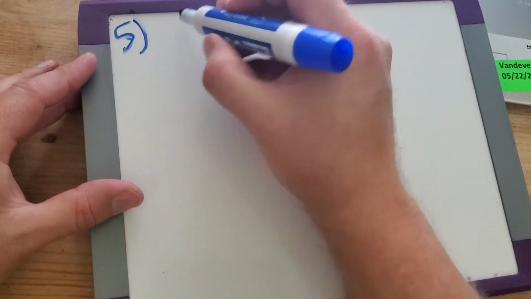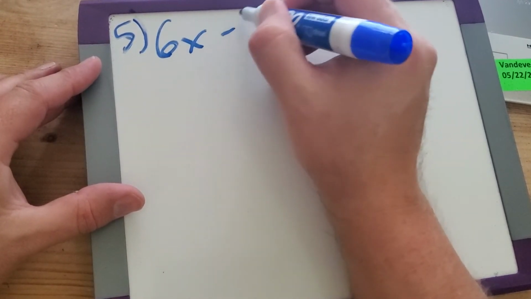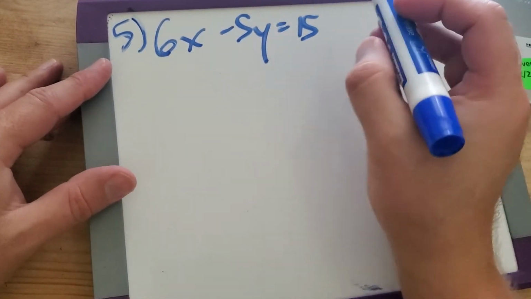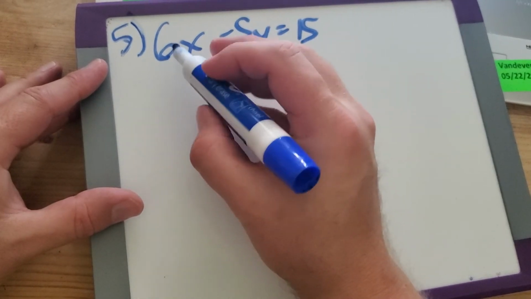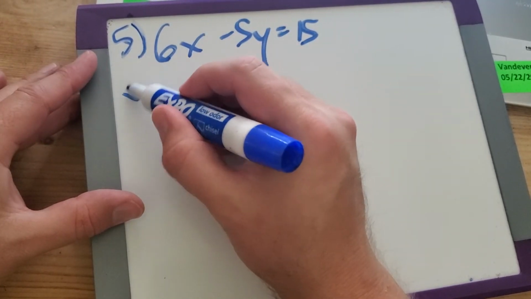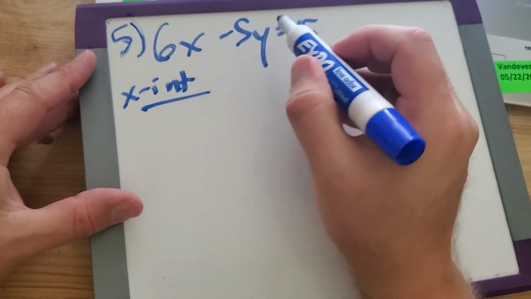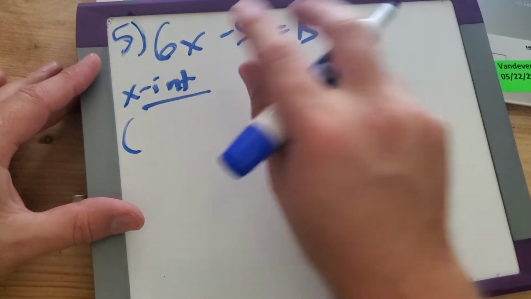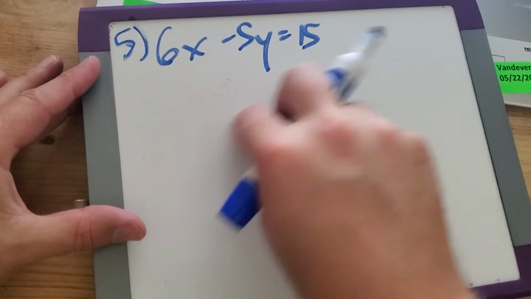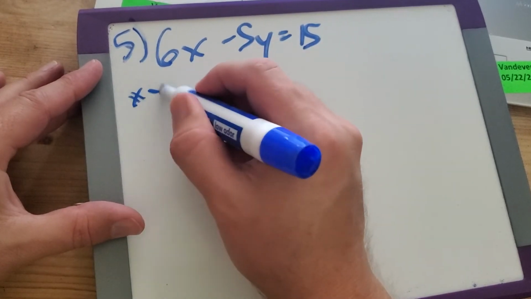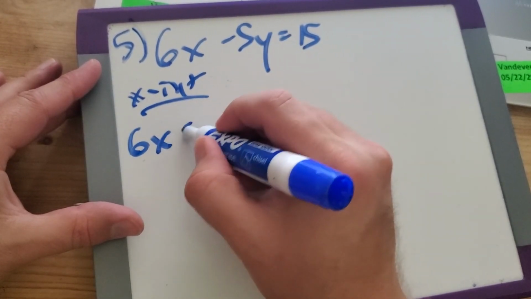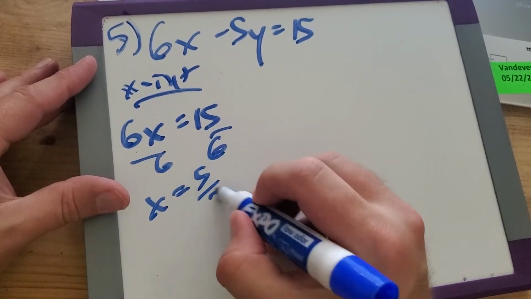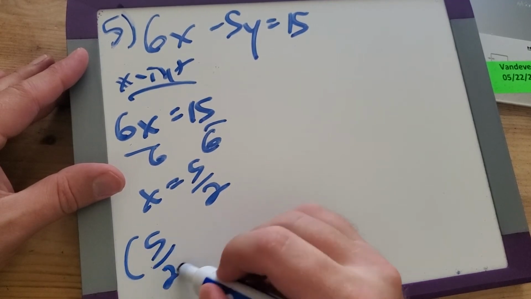5. Finding the intercepts, so 6x minus 5y equals 15. The intercepts and the slope. So if I solve for y, I get a couple things. Let me get the x-intercept from this. To get the x-intercept, I make y 0. So that's 6x equals 15. Divide by 6, I can reduce that by 3. So I get 5 halves. So the x-intercept is 5 halves, 0.